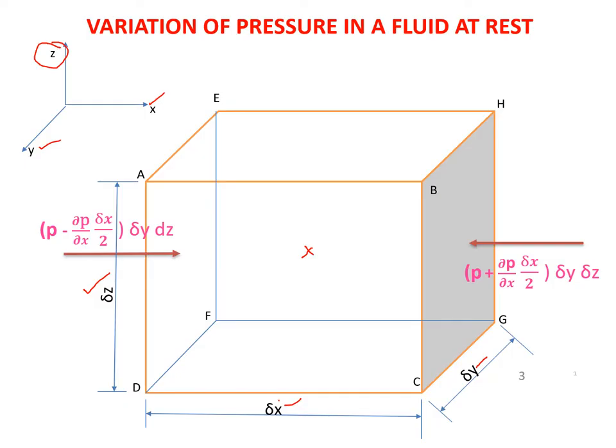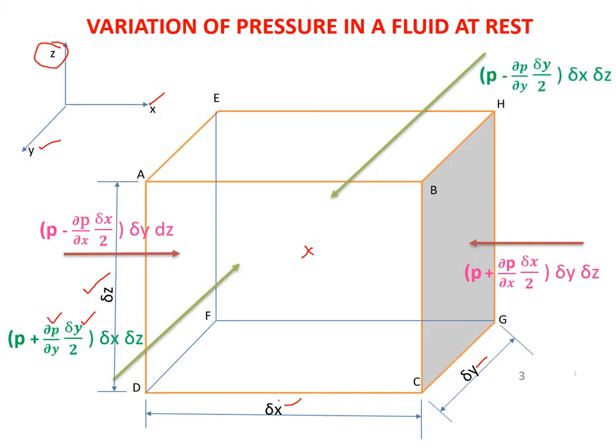If the pressure is P here, the distance from the midpoint to the plane A, B, C, D is delta y by 2, because the distance between the front plane and the back plane is delta y, so you have to take half the distance. Therefore it will be P plus the rate of change, dou P by dou y, into delta y by 2. The area is delta x into delta z.